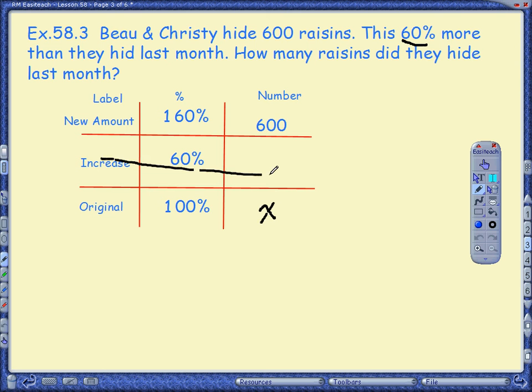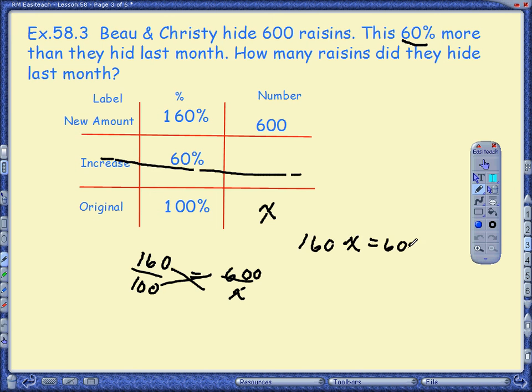We don't need this. We put 160 over 100, and it's going to equal 600 over x. We're going to cross multiply, and we're going to get 160x equals 600 times 100. We're going to divide through by 160, and whatever you get, you can do that on your calculators, is the answer for x.